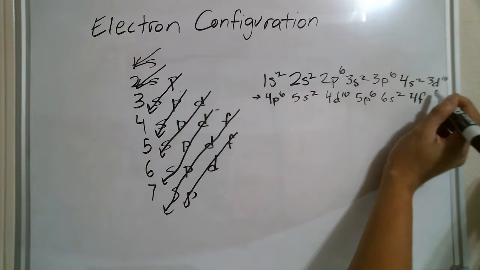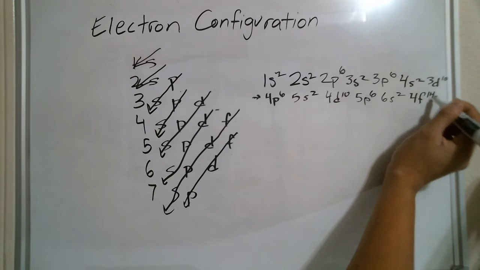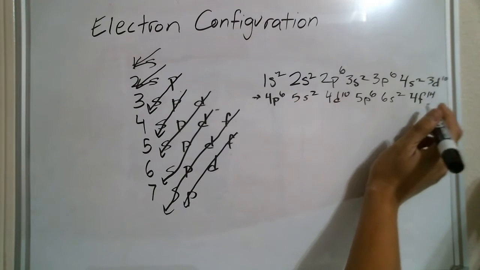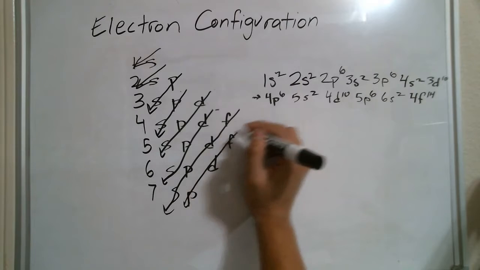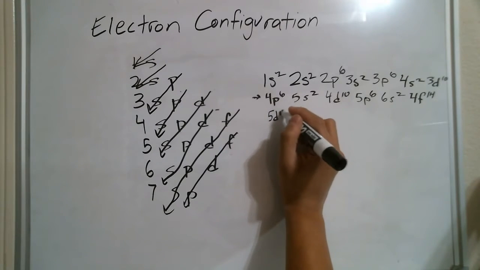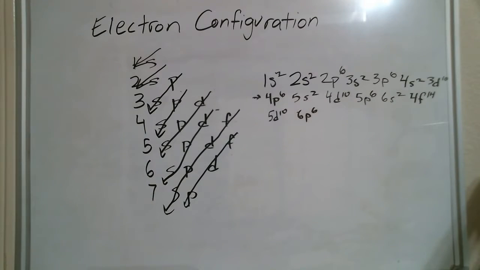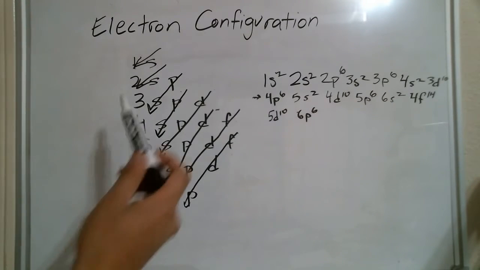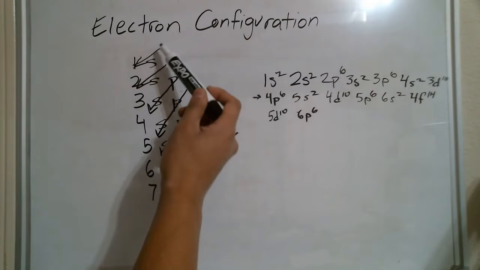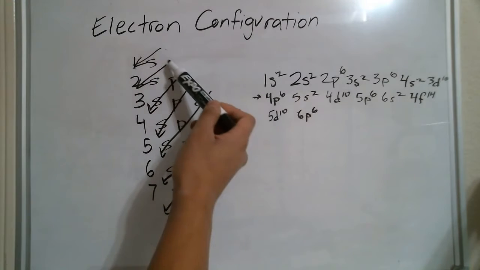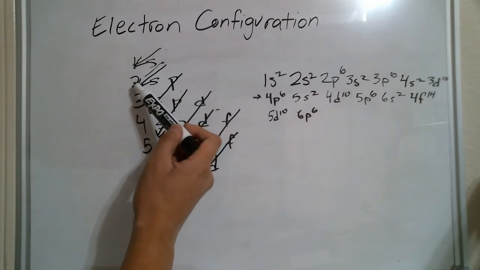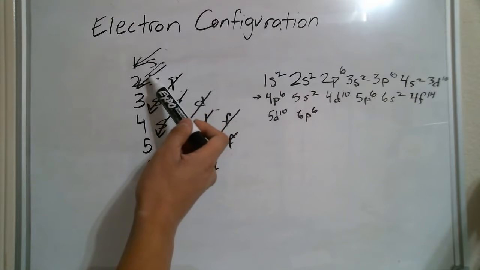4f, I think f has 14 electrons, if I'm not mistaken. And then 5d10, 6p6. Okay, so I think you kind of get it. So every time you reach the bottom of the arrow, you go to the next row at the top of the arrow, and you go down to see what hits the arrow first.